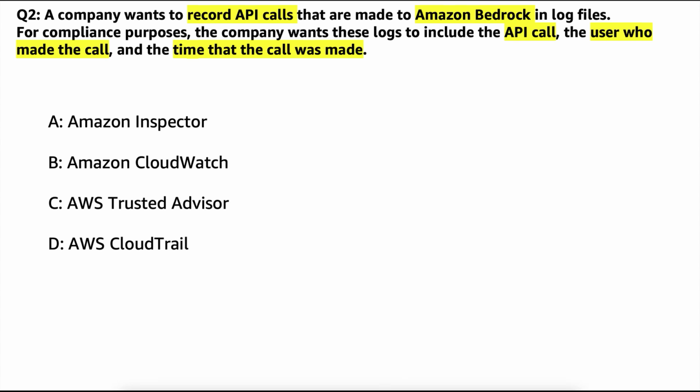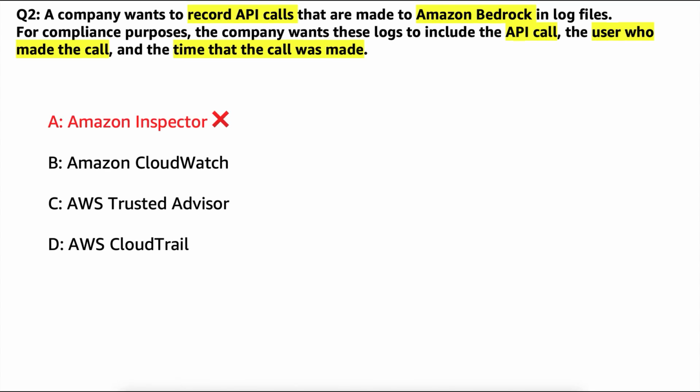Looking at option A, Amazon Inspector, this is actually incorrect. Amazon Inspector checks AWS resources for security exposures and vulnerabilities in configurations. Some examples of resources that Amazon Inspector checks include Amazon EC2 instances, Amazon Elastic Container Registry, and AWS Lambda. Amazon Inspector does not monitor API calls to Amazon Bedrock. Let's continue with our elimination process.